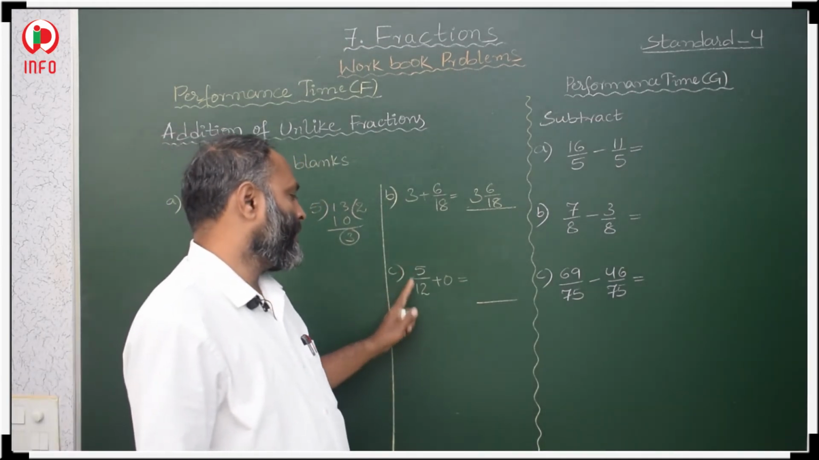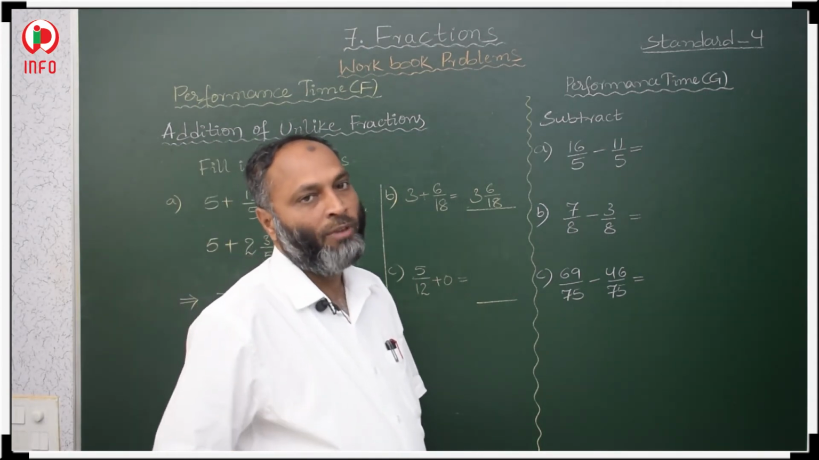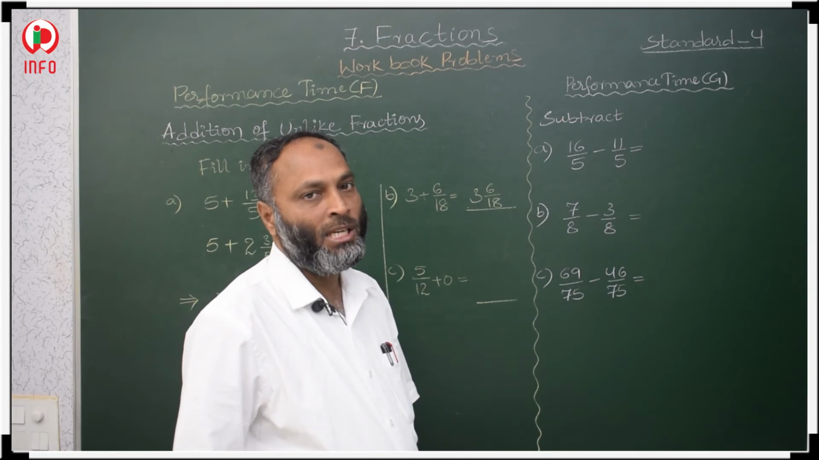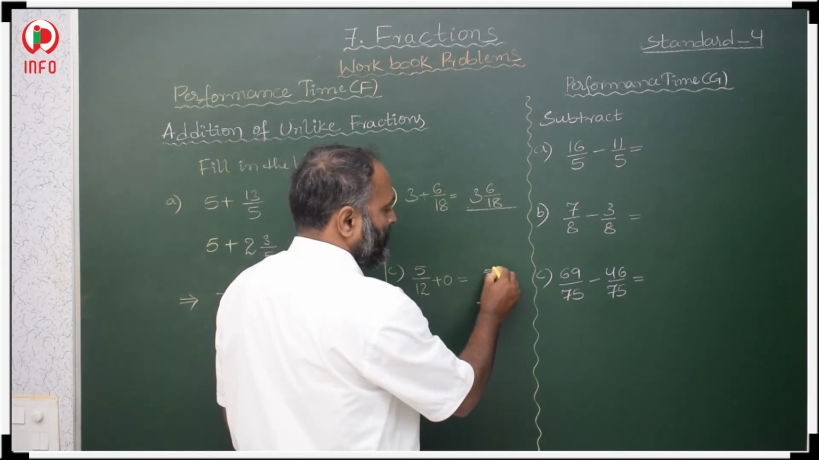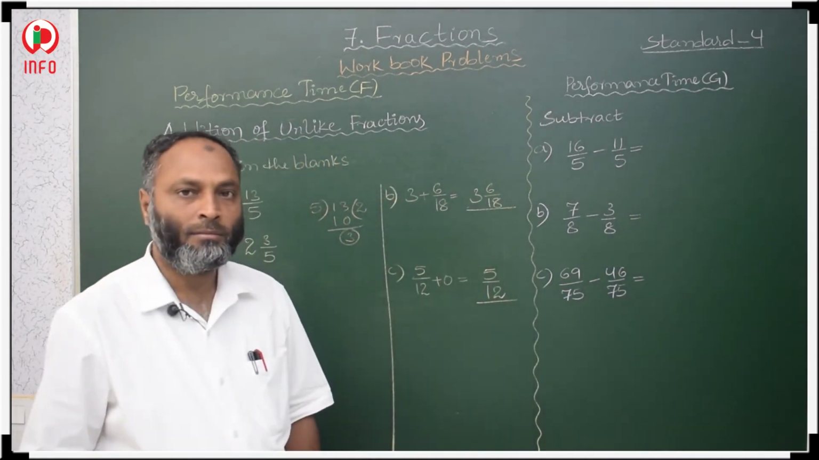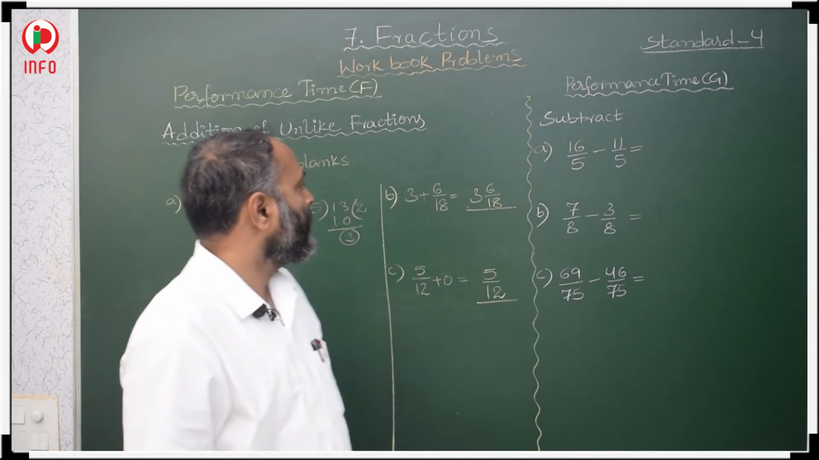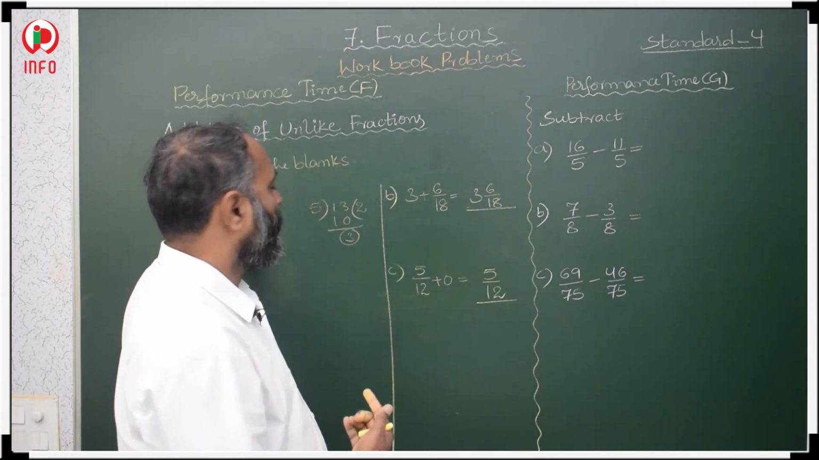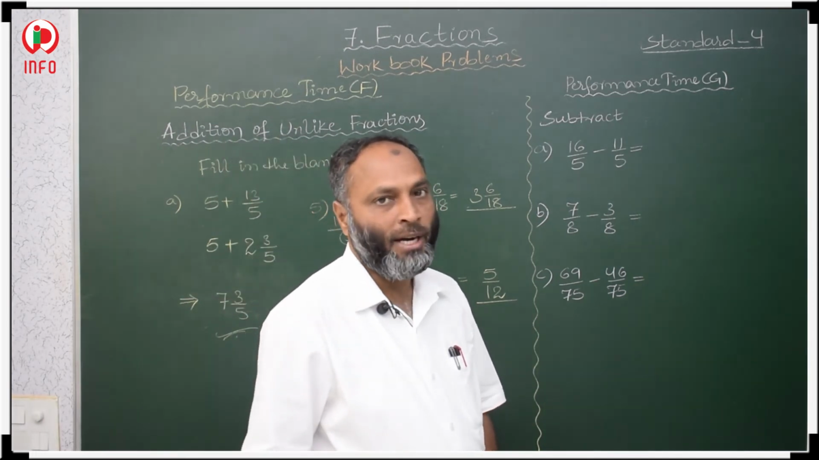Next, see 5 by 12 plus 0. If 0 is added to any fraction, then the answer is the fraction itself. It means 5 by 12 only is the answer. That is it. Okay. So, these are the methods to add when a whole part and a fractional part are given.